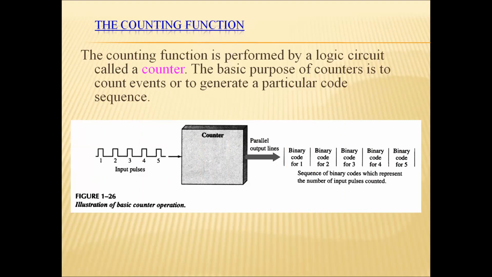As you can see here, these are the input pulses. The counter is there. Parallel output lines are there. The output is a sequence of binary code which represents the number of input pulses counted.